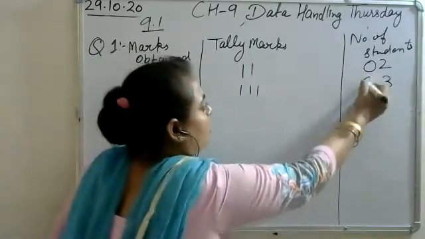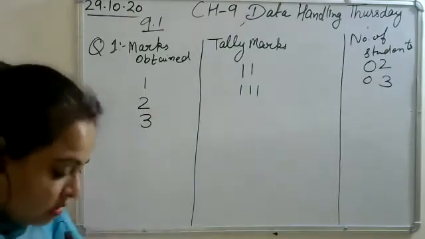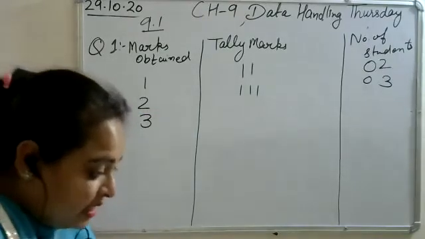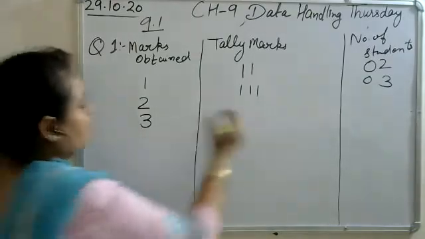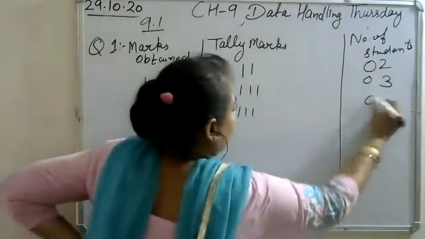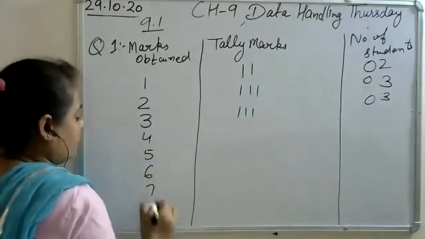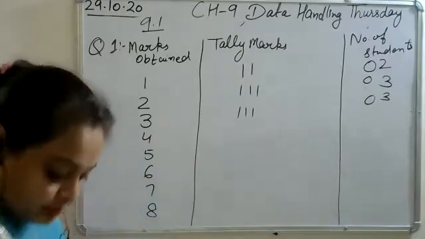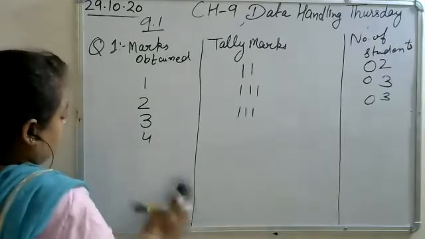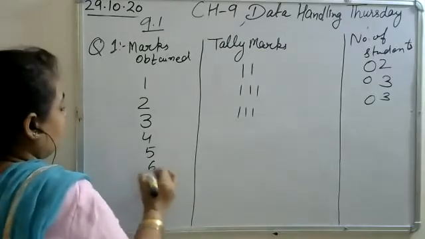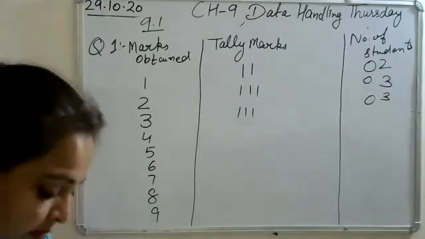Okay. Next, 3 marks. Tell me the counting of 3. Very good. Again, 3. 1, 2, 3. So 3. Similarly, write for 4, 5, 6, 7, 8 and 9 also. Complete your table.